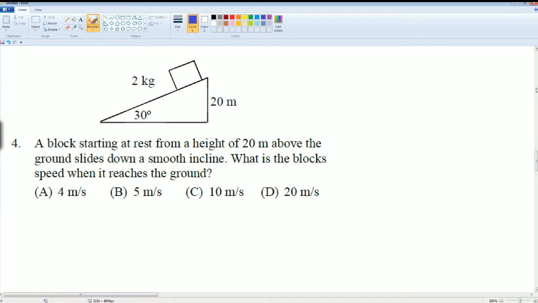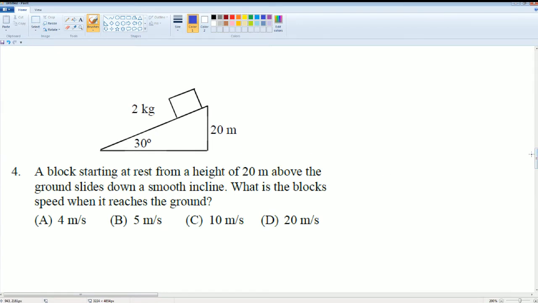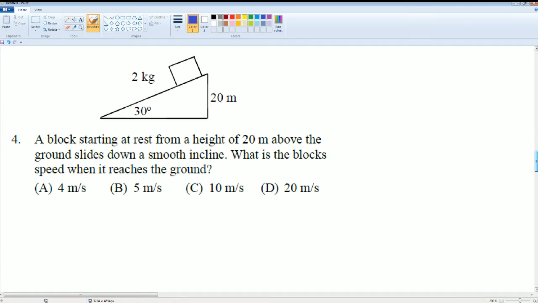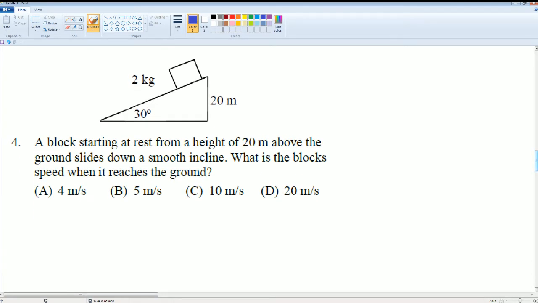4. A block starts at rest at a height of 20 meters and slides down from a smooth incline. What is the block's speed when it reaches the ground? Okay, we did this in class, but I'm still going to go over it. A couple of things here.